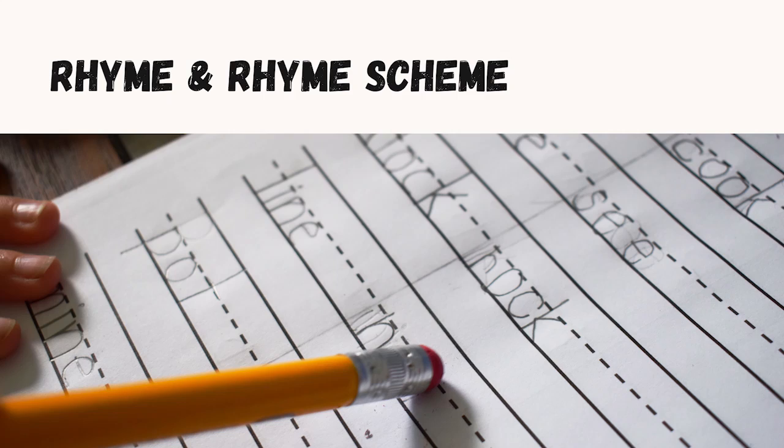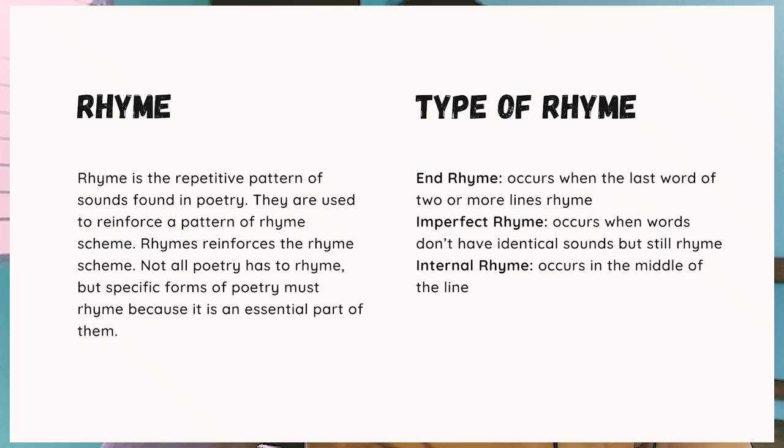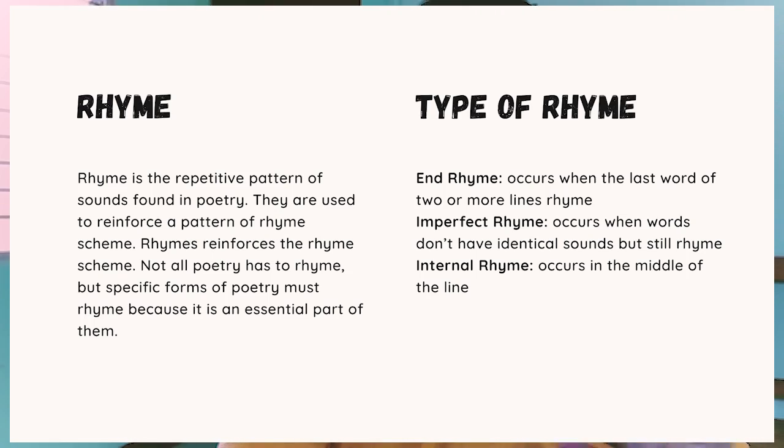And the next element would be rhyme and rhyme scheme. Rhyme is the repetitive pattern of sounds found in poetry. They are used to reinforce the rhyme scheme. So not all poetry has to rhyme, but specific forms of poetry must rhyme because it is an essential part of them. So there are many different types of rhymes that poets use.